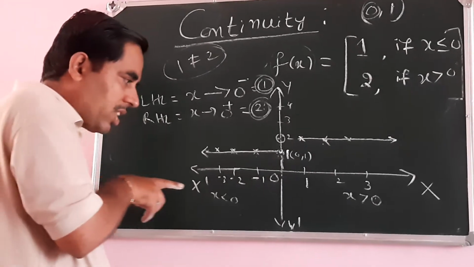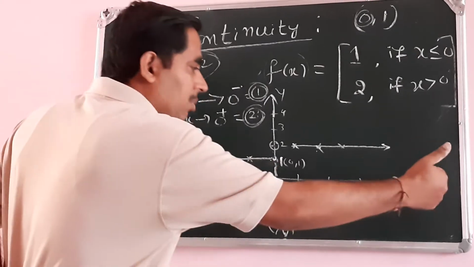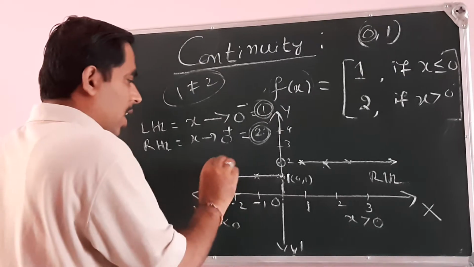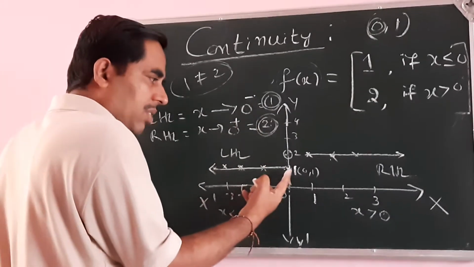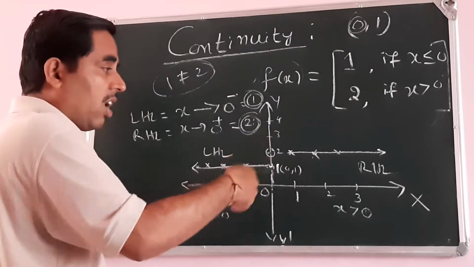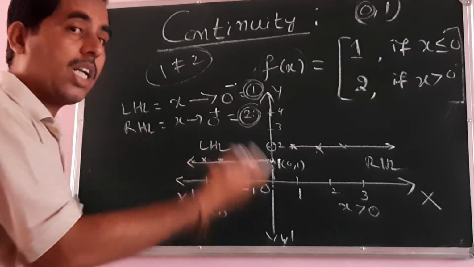See, from the left side of 0, the function is giving me the value 1. Then from the right side of 0, that means the right hand limit. So this I am talking about is the right hand limit, and this is the left hand limit. From this side the value is 1. From that side the value it is taking is 2. So they are not coinciding with each other. Therefore, this function is not continuous.